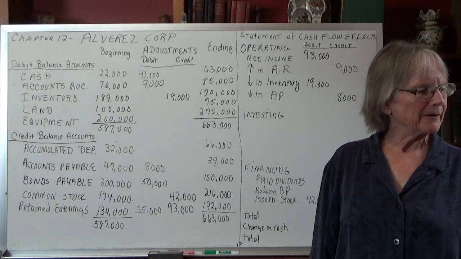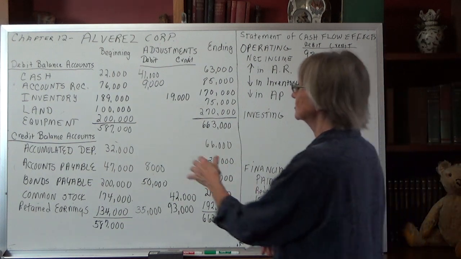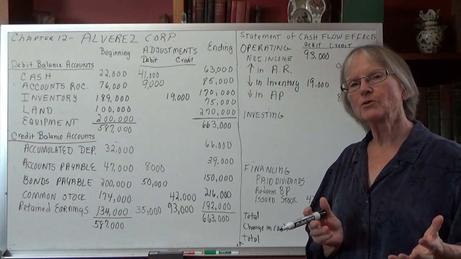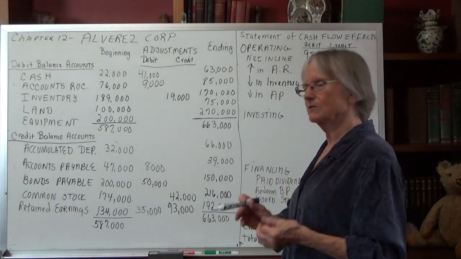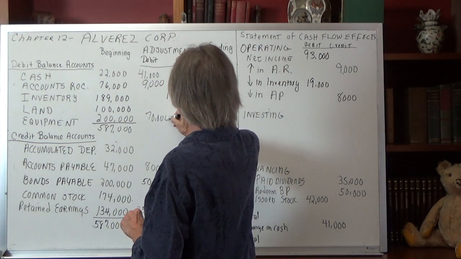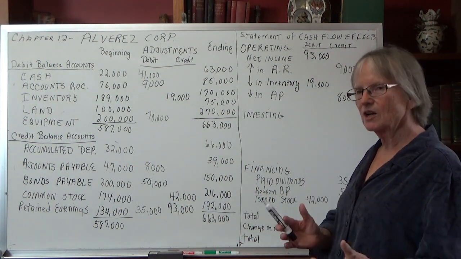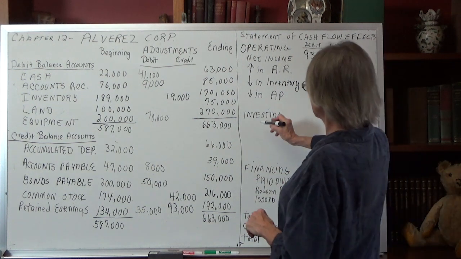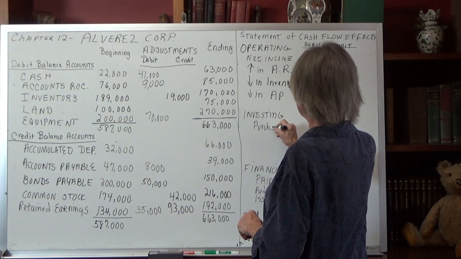All right. It says no equipment was sold during the year. Okay, so let's look at equipment. Oh, it went from 200 to 270. If none was sold, it means we must have bought some. Okay? And so this is where you kind of figure that out. So you go, okay, so we bought 70,000 worth of equipment. The other side of that, equipment, long-term asset, investing section. So go to the investing section, we purchased equipment.